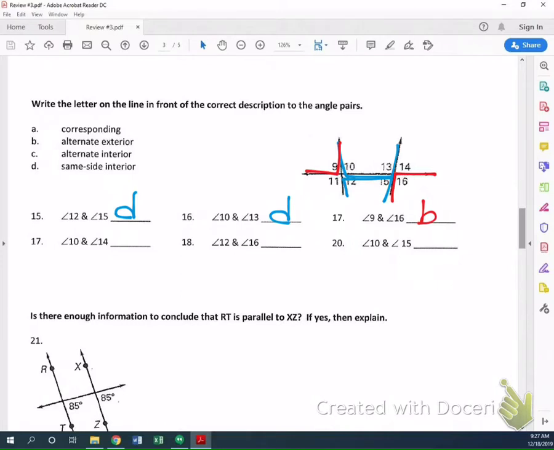Angle 10 and angle 14, those are both to the right and up of the intersection points, so those are corresponding. 12 and 16, those are also corresponding, so A. And then 10 and 15, that's alternate interior. Different sides of the transversal, but inside the parallel lines.